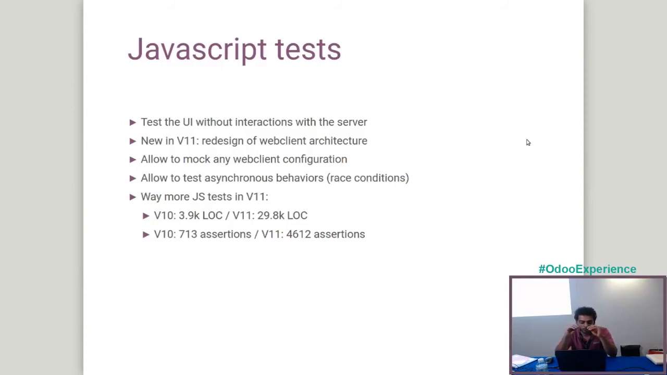And to give you an insight on how we work on the tests in V11: in V10 it was only 4,000 lines of code and 700 assertions. In V11, it's 30,000 lines of code of tests and 4,600 tests. So we create a lot of them to be sure that the JavaScript code is more robust when we make changes. We introduce new widgets, we change the way that the widgets work.